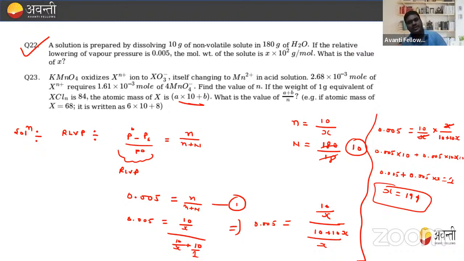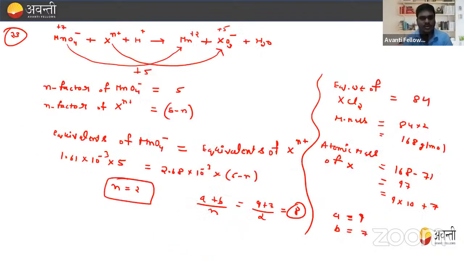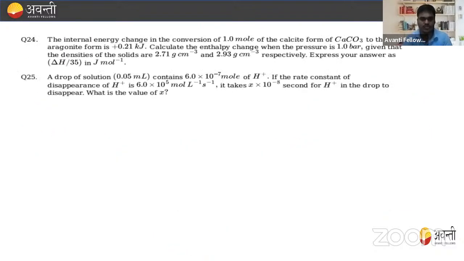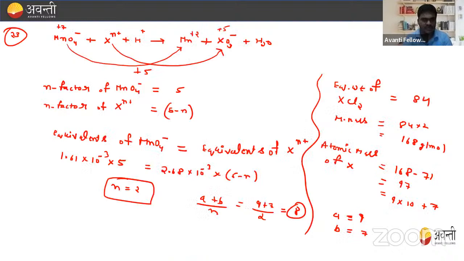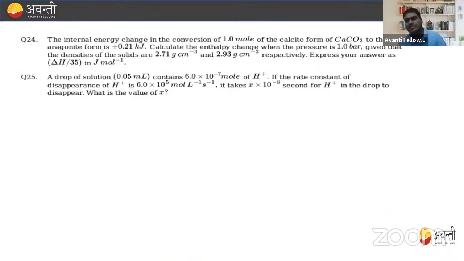Now if the weight of 1 gram equivalent of X is equal to 84, the atomic mass of X is what? Okay, so from this you can solve this. Now we have covered 22. Now let's move to the next question, number 23.